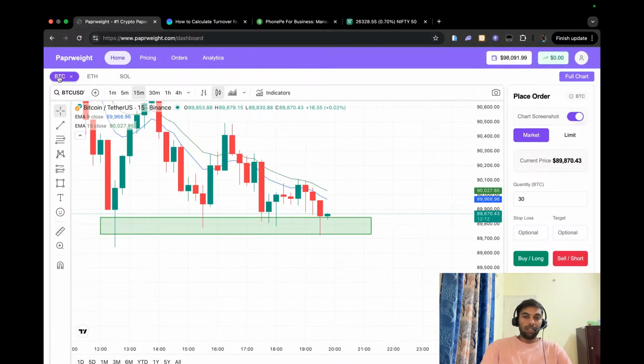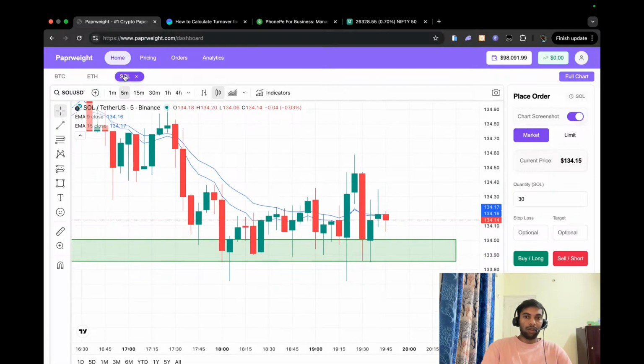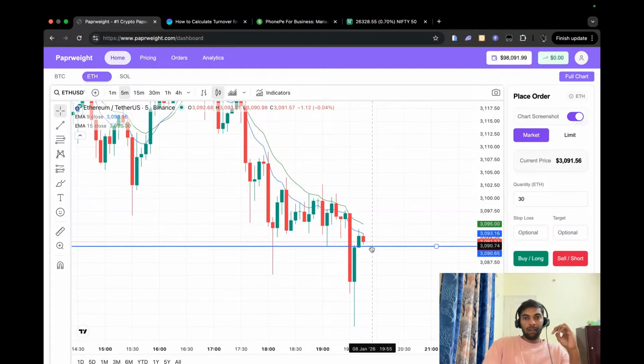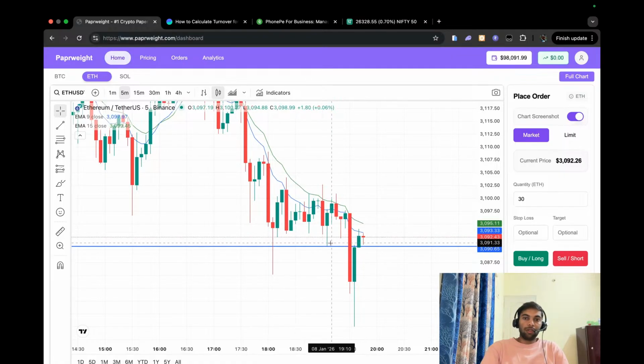So let's see what BTC looks like and what Solana looks like. Solana is not giving us the right momentum. Ethereum might have something for us. Let's wait for this candle to close, and as soon as this candle closes, we will see the opportunity. If there is an underlying opportunity, then we can definitely take it.